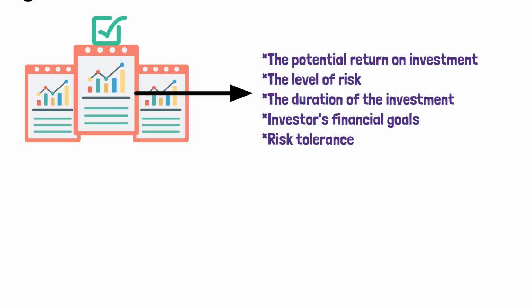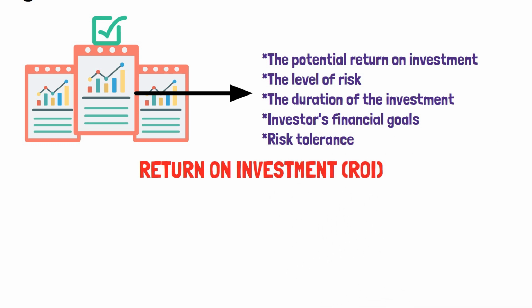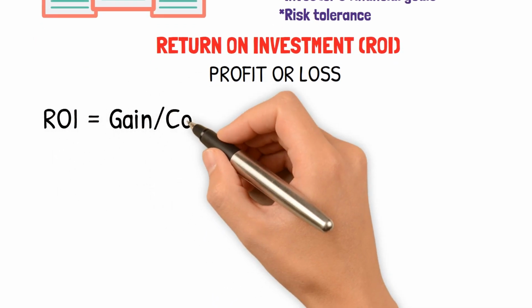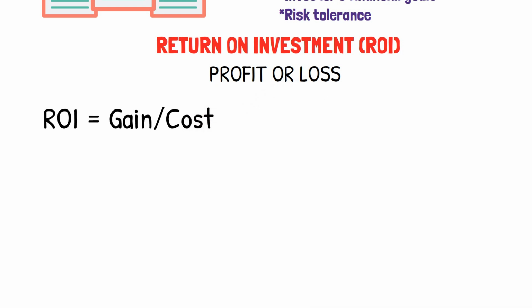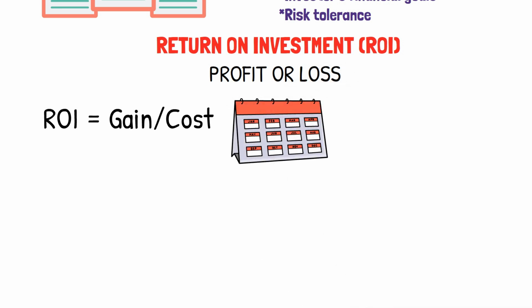One of the most common methods for evaluating investments is calculating their return on investment, often abbreviated as ROI. ROI measures the profit or loss generated by an investment, expressed as a percentage of the initial investment. The formula for calculating the ROI is the gain from the investment divided by the cost of investment. If the investment return is spread over many years, you can also express ROI on an annualized basis. When comparing two or more investments, the higher ROI is generally considered the better investment.